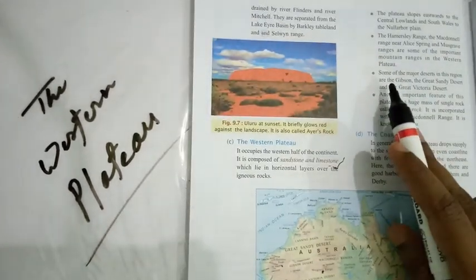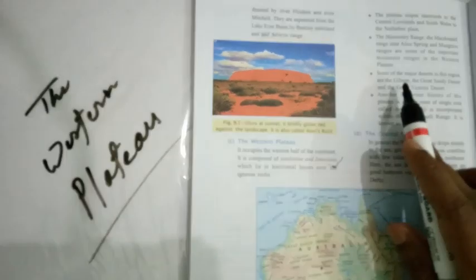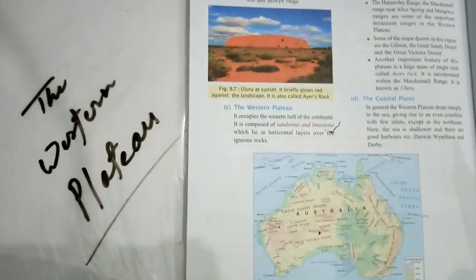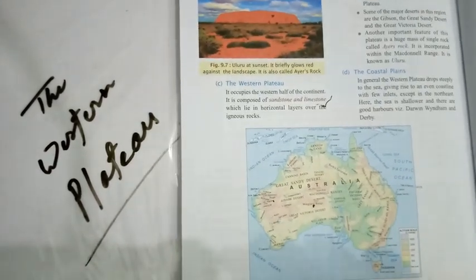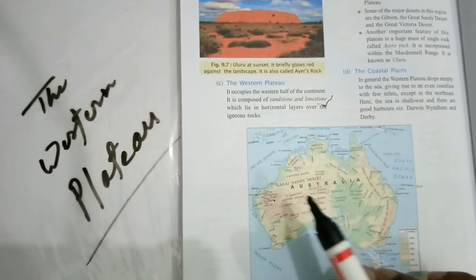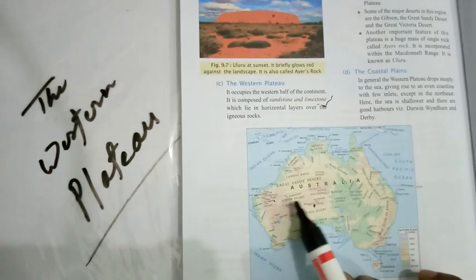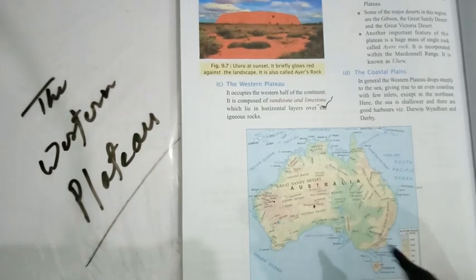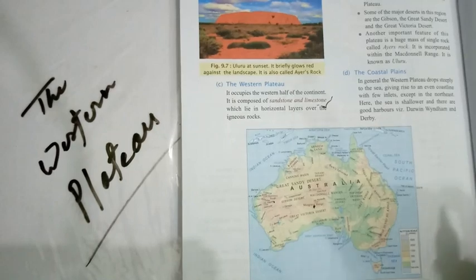Now the next point, some of the major deserts in this region are the Gibson Desert, Great Sandy Desert, and Great Victoria Desert. If you talk about the desert areas, you can see here Simpson Desert is here, Great Sandy Desert is here, Gibson Desert is here, Victoria Desert is here. These are the desert areas found in this Western Plateau region.